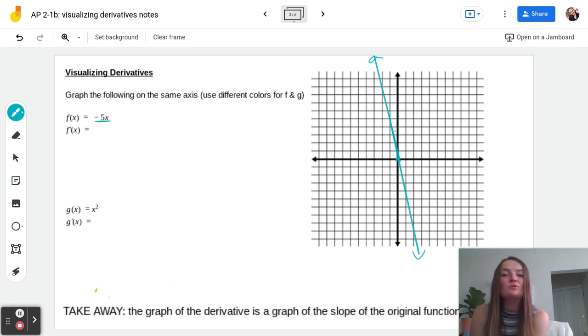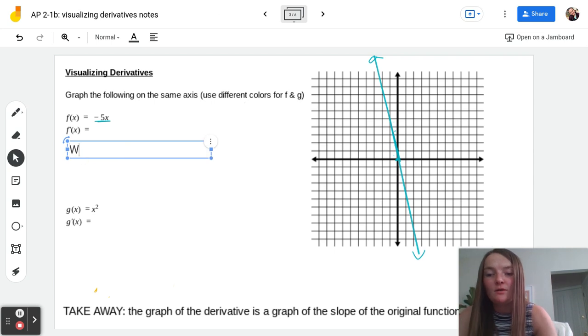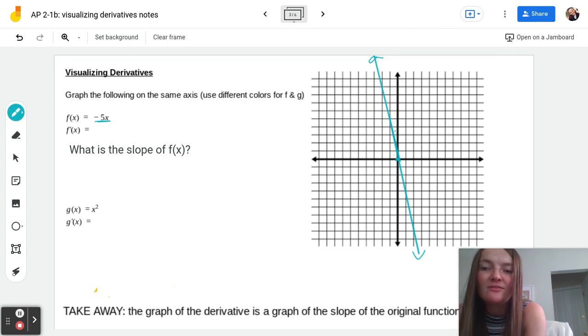So we could use the limit definition of the derivative to take the derivative and find f prime of x, or we could ask ourselves this question. Here's the question. What is the slope of f of x? Well, the slope of f of x is always negative 5. We can see that on the picture. And so f prime of x has got to equal negative 5 always.